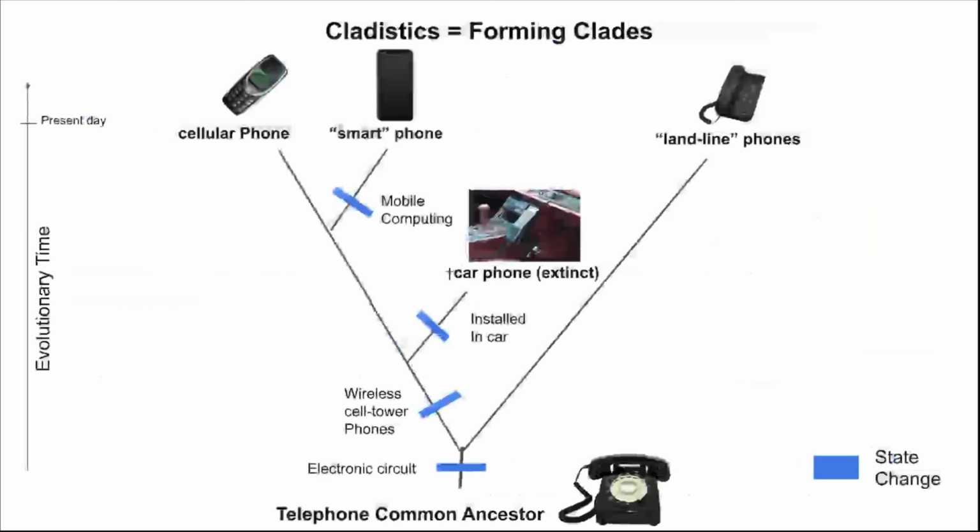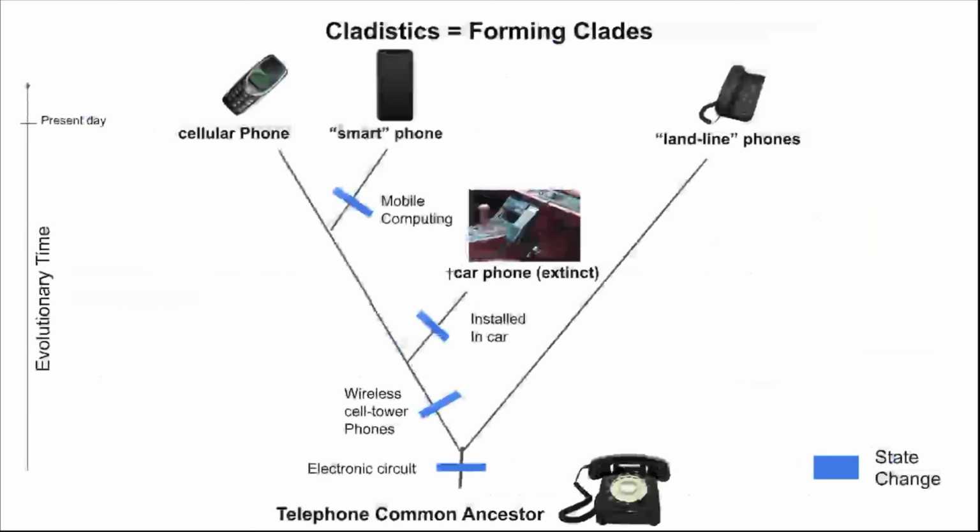Well, let's look at a last branch here, and we call that a smartphone. Now, that's wildly more popular than these other phones at the present day, but you can still find cellular phones and you can still find landlines if you really look. But the smartphone also has three state changes. Remember, it's not installed in a car. So the car phone and the smartphone both have three state changes. The state changes for the smartphone are that it has an electronic circuit, it has a wireless cell phone tower, and it also has the ability to do computing. It's a mobile computer.